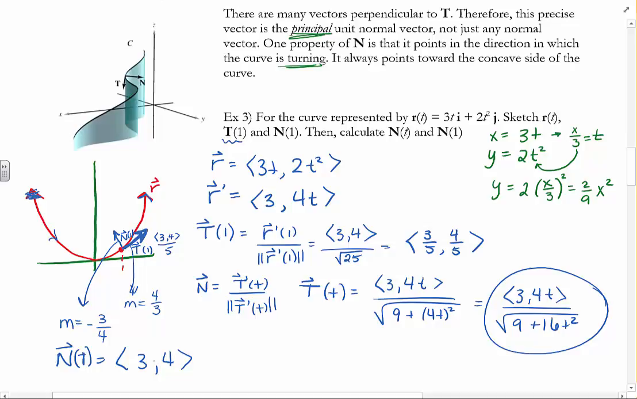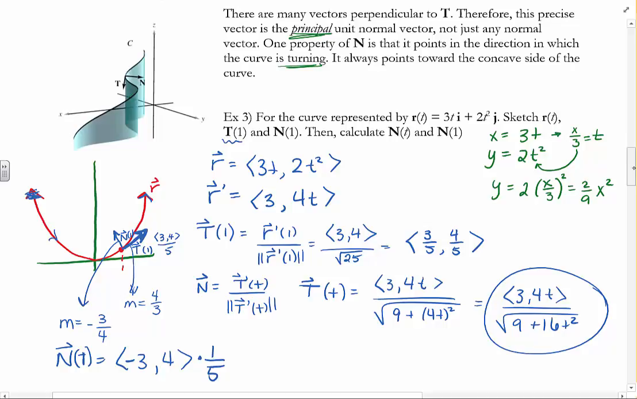Now technically negating either of them would get me a normal vector, but since I want the principal unit normal vector, I need to negate the one that would make it point left and up, which means I'd negate this guy. And since it's a principal unit normal vector, I would take 1/5 of that.